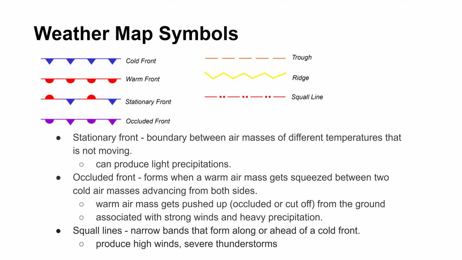Finally, squall lines are narrow bands that form along or ahead of a cold front. Squall lines are typically associated with violent high winds and severe thunderstorms and are very dangerous.